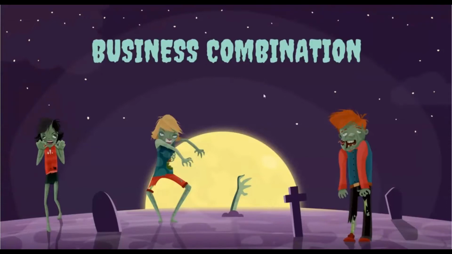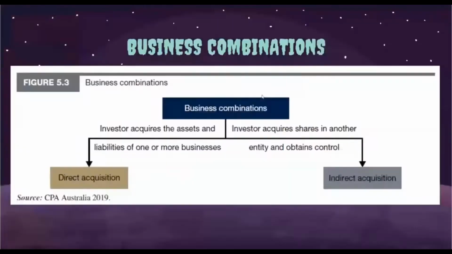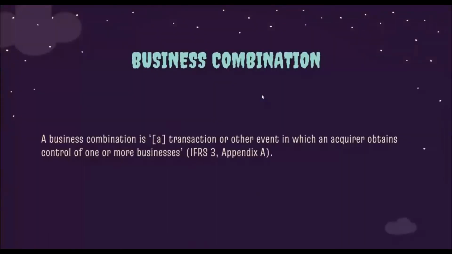So, business combination. By definition, this is a transaction or other event in which an acquirer obtains control of one or more businesses. So remember, class, a business combination takes place between two or more entities, where the acquiring entity is called the acquirer and the entity being acquired is the acquiree.